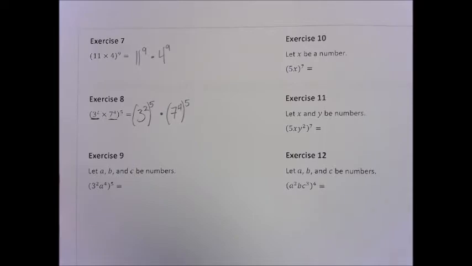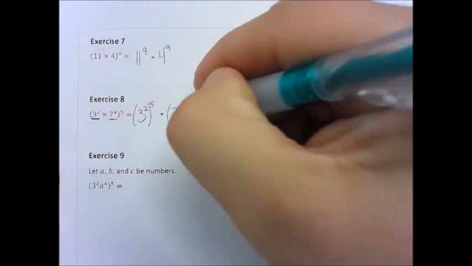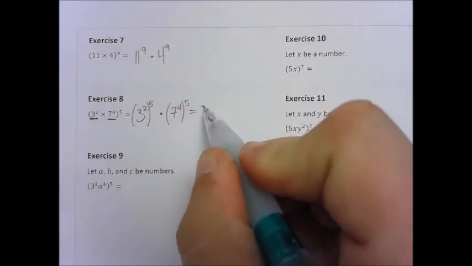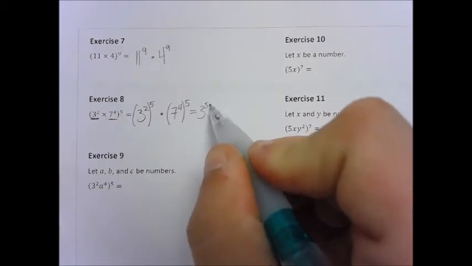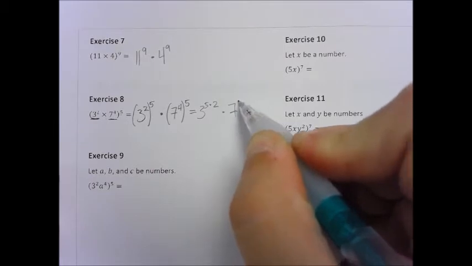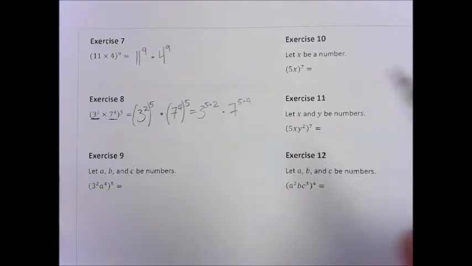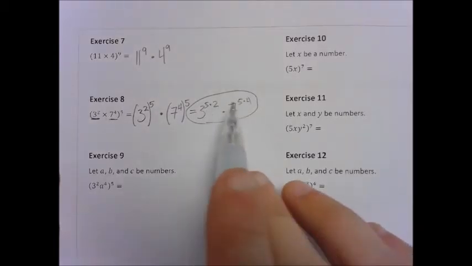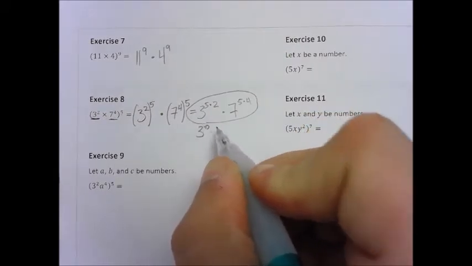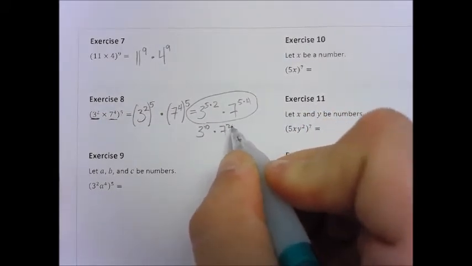So there's another way to write that, but we can still take this and break it down just a little bit more. So we're going to have 3 to the 5 times 2 power times 7 to the 5 times 4. Now if you would like to stop here, you can. We'll accept that as an answer. Or if you want to continue and solve the multiplication, you can. The answer to that would be 3 to the 10th times 7 to the 20th.